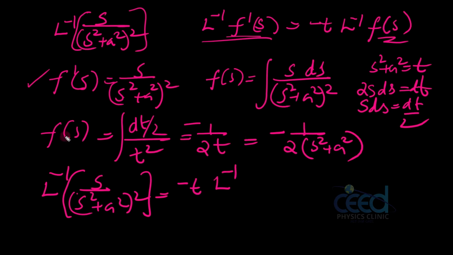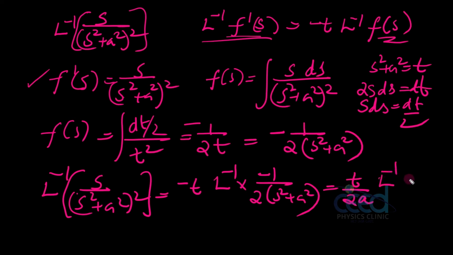s. F of s we have solved here, that is minus 1 by 2 into (s square plus a square), right? So this minus and minus cancel. So here t into, I am dividing with 1a to make it t by 2, I have taken a. Minus minus cancel. Here I am dividing with 1a and multiplying with a. So a by s square plus a square.